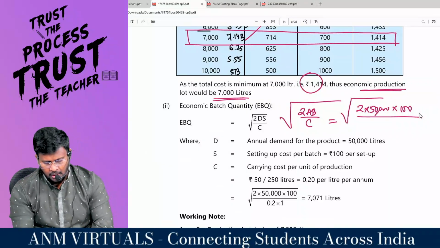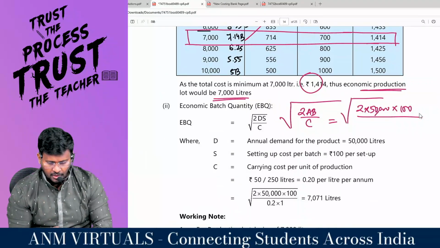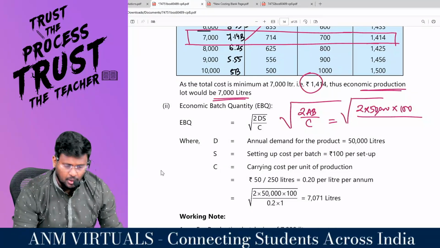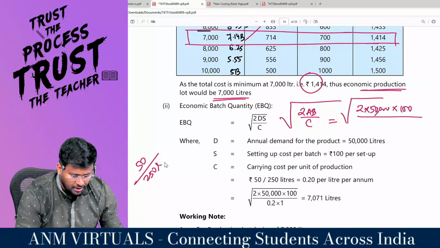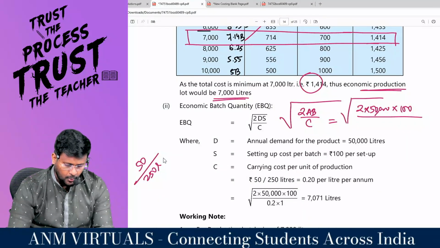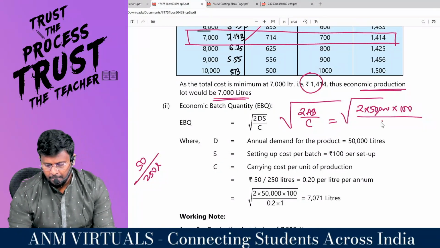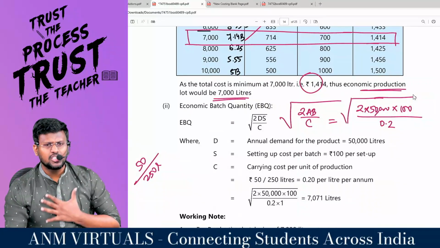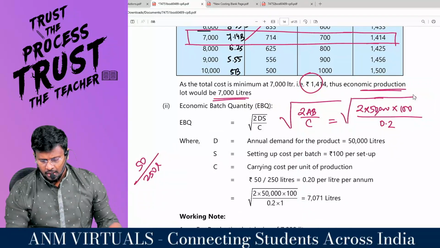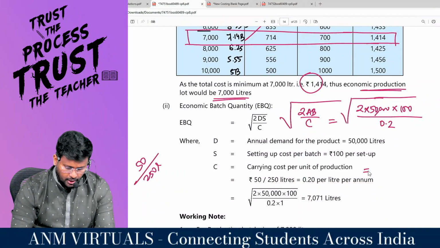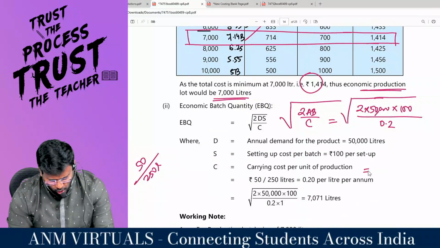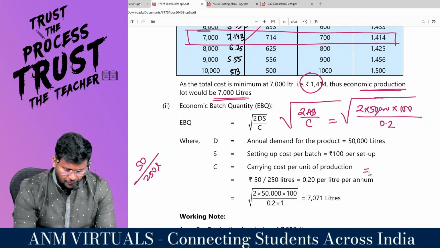Right, sir? What is the carrying cost? If you have doubt, listen: 50 rupees you have to spend for 250 liters. So 50 divided by 250 liters comes to 0.2, which is the carrying cost per unit per annum. Comfortable? That means 2 into 50,000 into 100 divided by 0.2 is equal to root of how much crore? 50 crores, sir. 5 crores, sir.